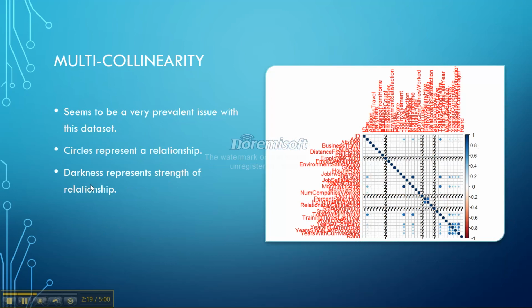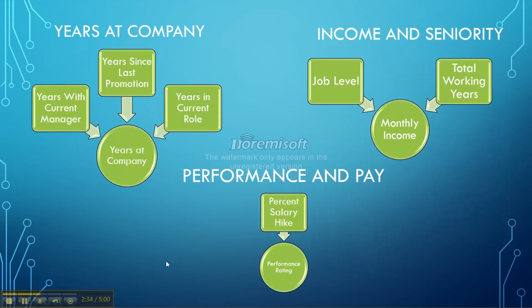Multicollinearity was a big problem in this data set. This plot to the right shows that. Especially down here, you can see the larger and darker the circle, the higher the collinearity between variables. That's certainly going to be an issue. A few of those which we noticed were years at the company is correlated with years with current manager, years since last promotion, years since current role. We got rid of those 3 and just kept years at the company.